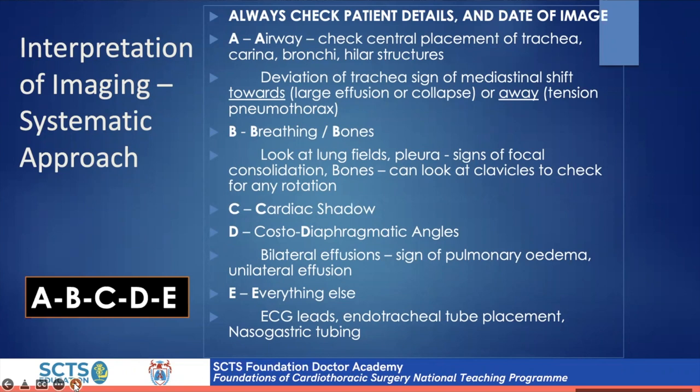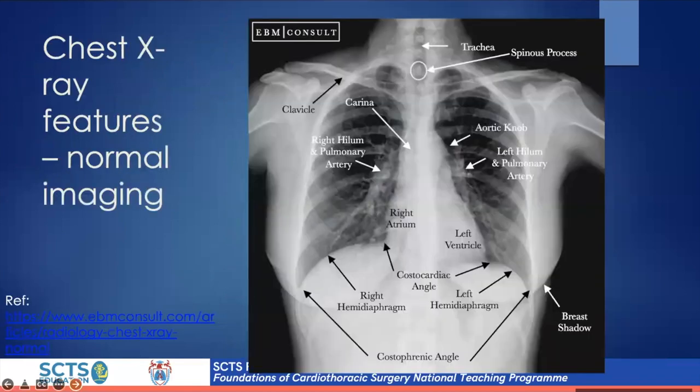Okay. So that's a systematic approach of looking through a chest x-ray. And I'll now go through each one of those variables to go through any difference in pathologies with some imaging as well. So this is a chest x-ray with normal features and normal image.